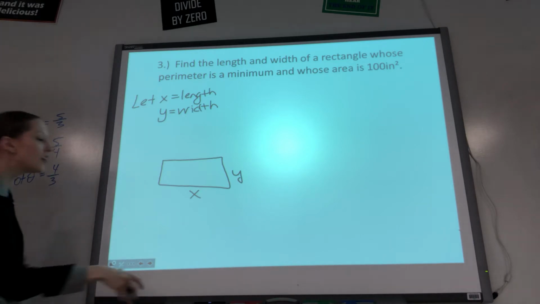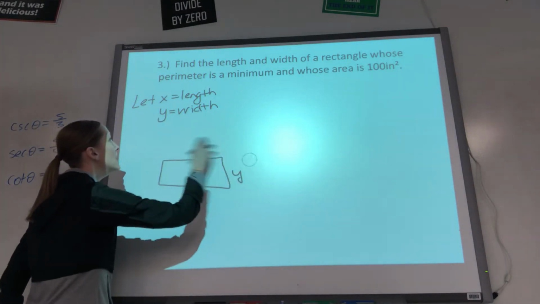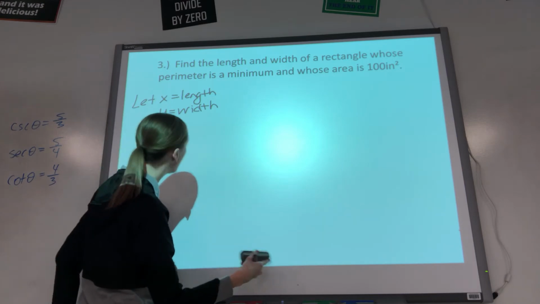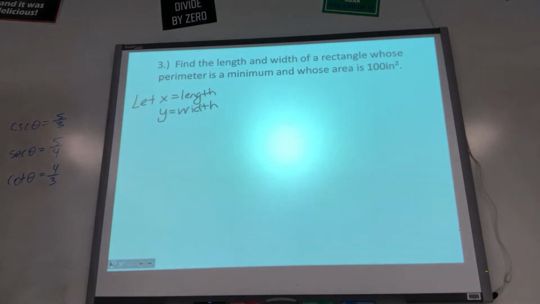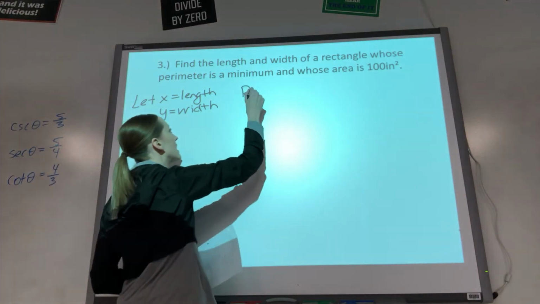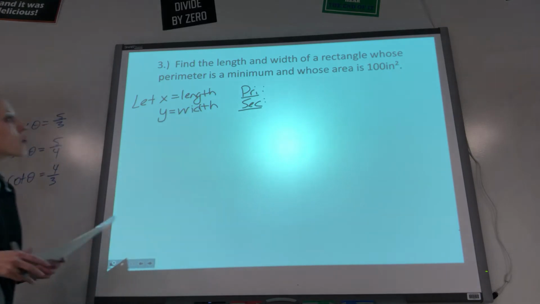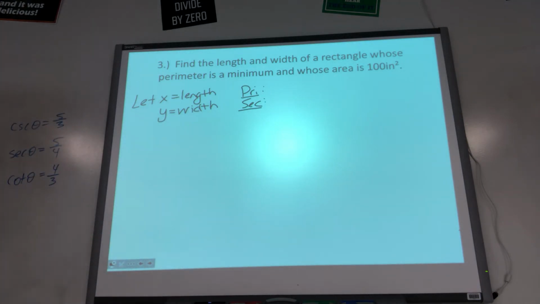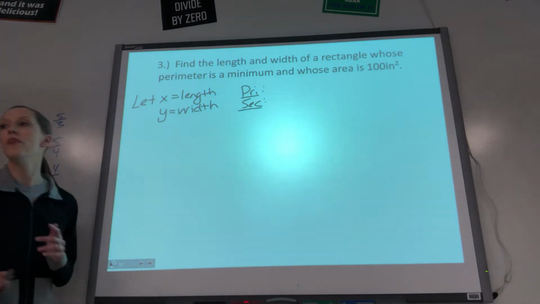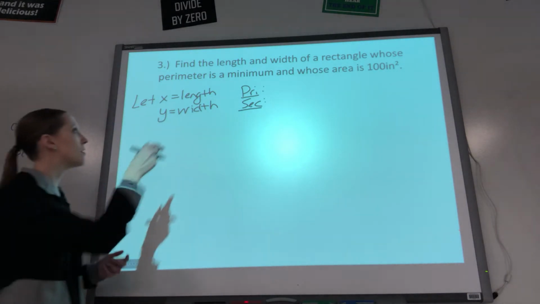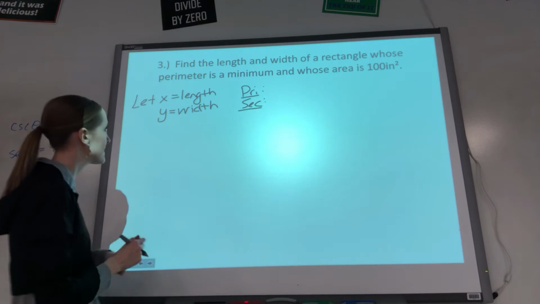I didn't have to do it in that order. I could have said let y equal the length and x equal the width. Work would look different, but you would end up getting back the same answers. All right, primary should be the part of the problem that talks about the minimum or the maximum. It's minimum in this case.